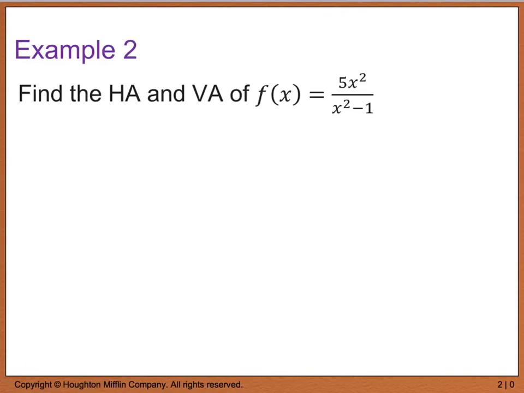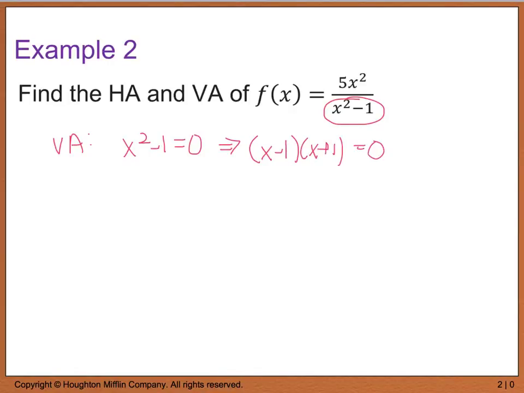So example 2 wants us to find the horizontal and vertical asymptotes of the function f of x equals 5x squared divided by x squared minus 1. The first thing we're going to do is look at our vertical asymptotes. Vertical asymptotes come from the denominator. So I'm going to take that x squared minus 1, set it equal to 0, and that's actually a factorable function. So that's going to give me x minus 1 times x plus 1 equals 0, which tells me that x equals plus or minus 1. So these are going to be my vertical asymptotes at x equals plus or minus 1.